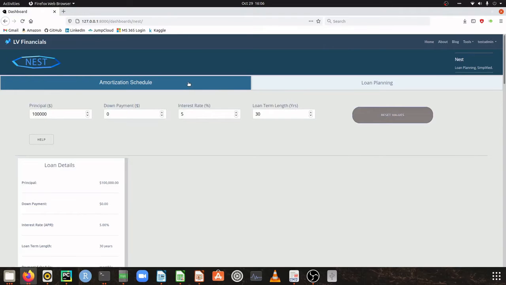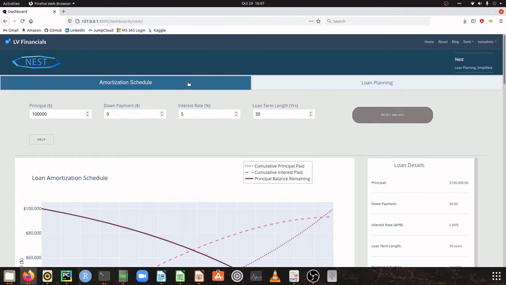You'll want to go to the Amortization Schedule tab. The first thing you need to do is enter in the original loan terms that you got for your mortgage. So for the purpose of example, let's suppose that you paid a principal of $300,000 for your home. To keep things simple, we'll assume you had no down payment, so we'll leave this at 0. We'll leave the interest rate at 5%, and the mortgage loan term length we'll leave at a 30-year amount, which is typical of mortgages.